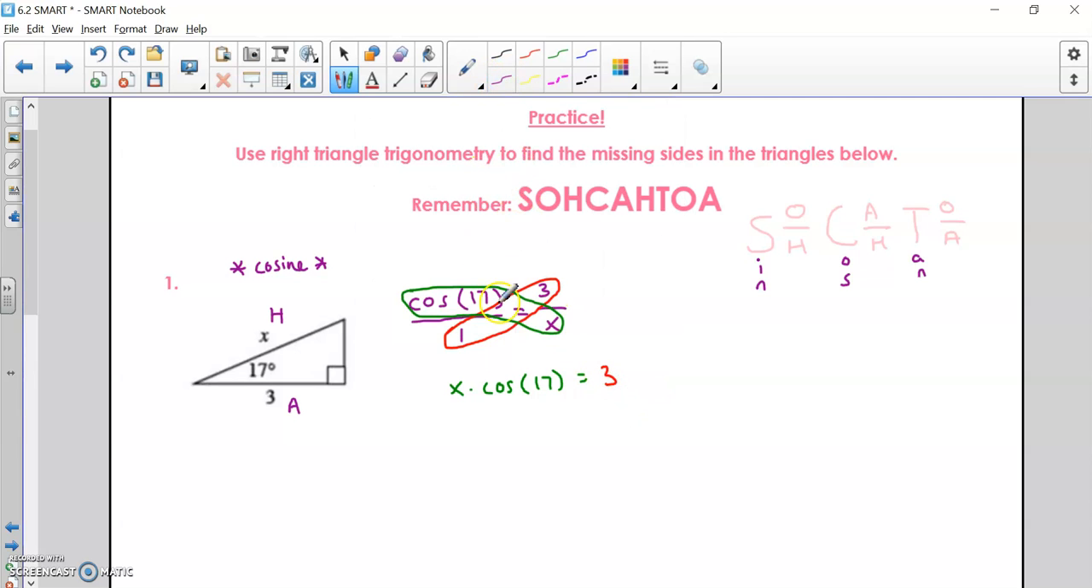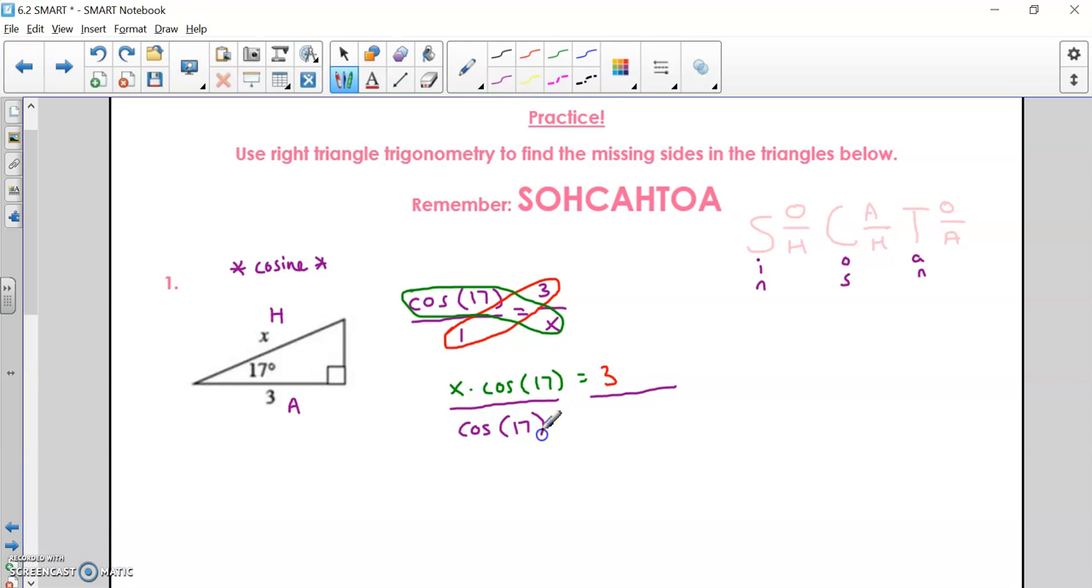And now you have to treat this like any other number. It would be the same thing as if it was like x times 10 equals 3. What we would do to solve this is divide both sides by 10, right? A lot of you guys will look at this and be like, oh, well, let's divide by 10 on both sides and solve for x. Just like that, we have to do the same thing here, which is to divide both sides by whatever is stopping x from being alone. In this case, it's cosine of 17.